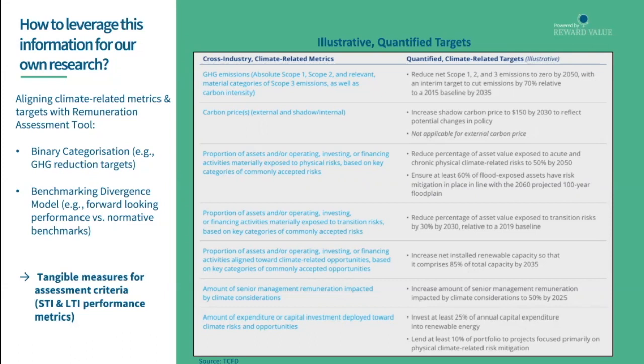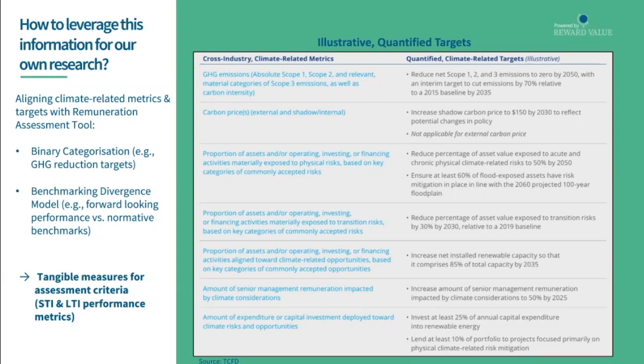So by designing a unique content analysis from the prescribed set of high-level metrics and targets, this would allow us to really mimic the approach that financial institutions use in the construction of their portfolio alignment tools. For example, financial institutions can capture a binary categorization of the number of companies with and without GHG reduction targets, for example, net zero. Others may choose to use a benchmarking divergence model, which measures forward-looking performance against normative benchmarks. For example, does it align with global goals?